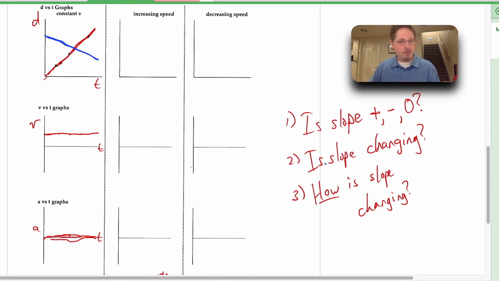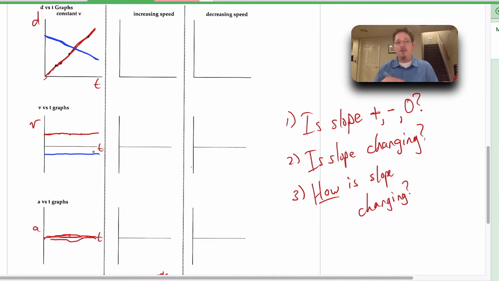So let's look at our questions again. Is this slope positive, negative, or zero? It's negative. Is the slope changing? No, it isn't. And when I compare it with the slope of my red line, I can see it's not as steep. So not only will it be negative, but it'll also be closer to zero because it's going to be a smaller speed. Maybe if this speed was positive 2, this one was only moving 1 meter per second in the negative direction.